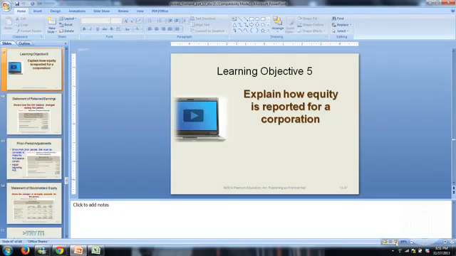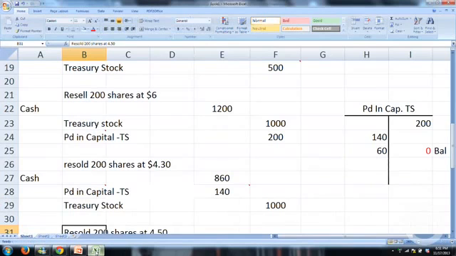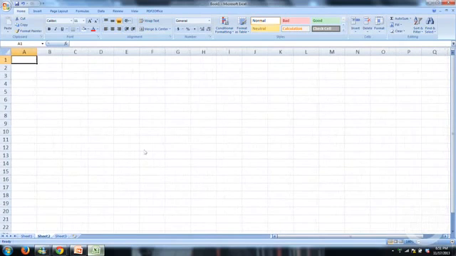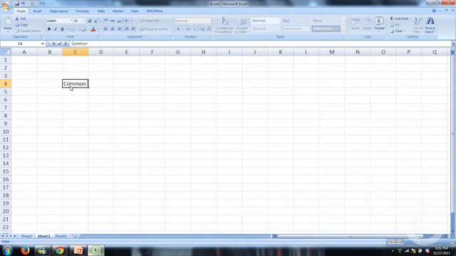The first thing we need to remember is this. The stockholders' equity section, what are the two main components of the stockholders' equity section? The two main components are common stock and retained earnings. So those are the two big components.